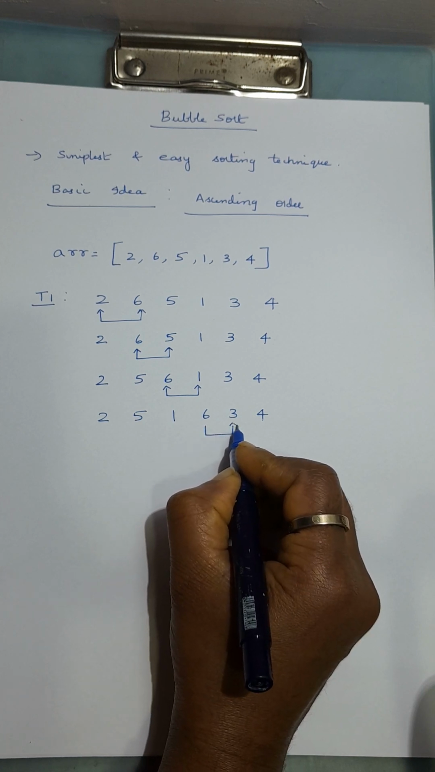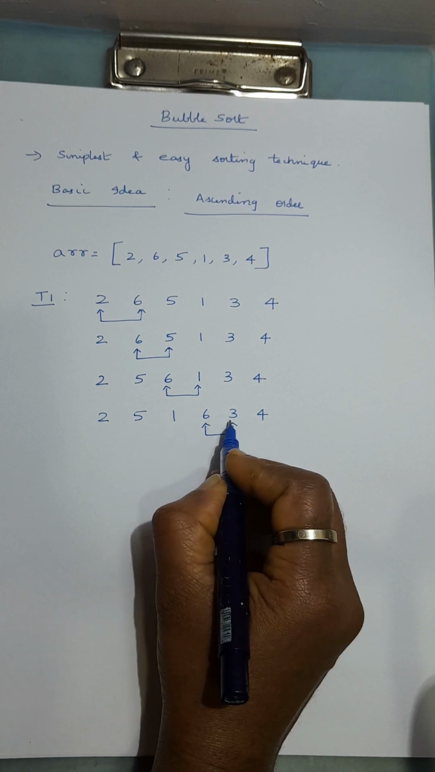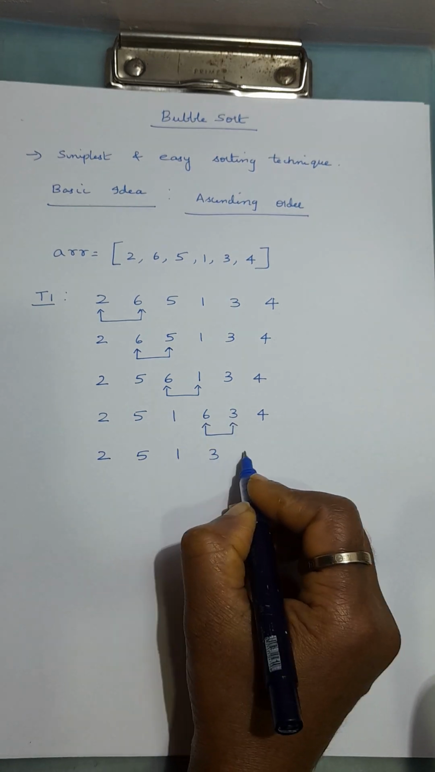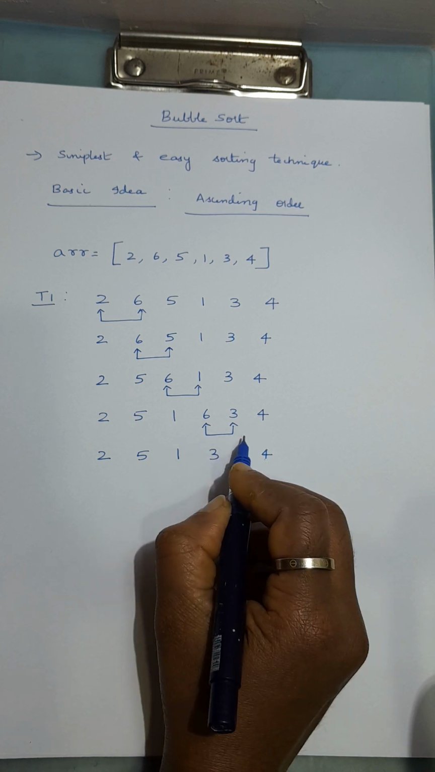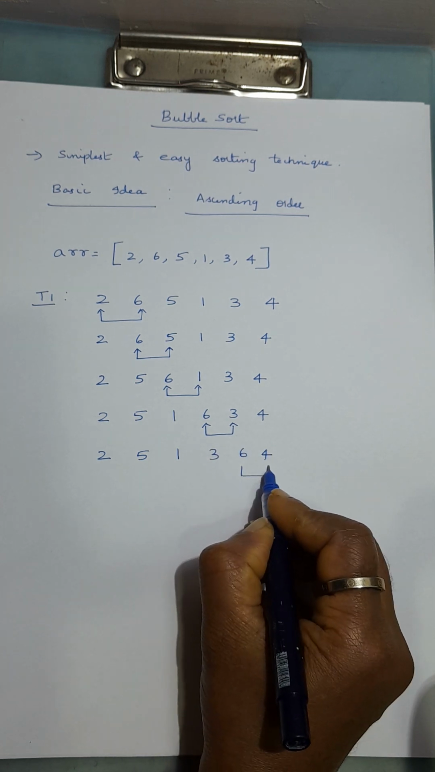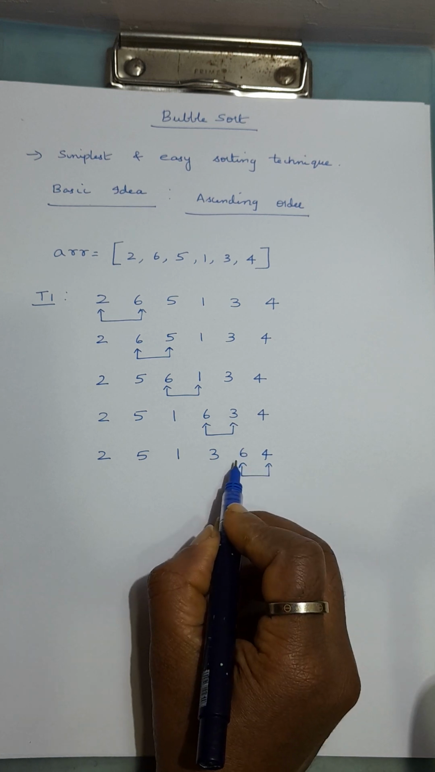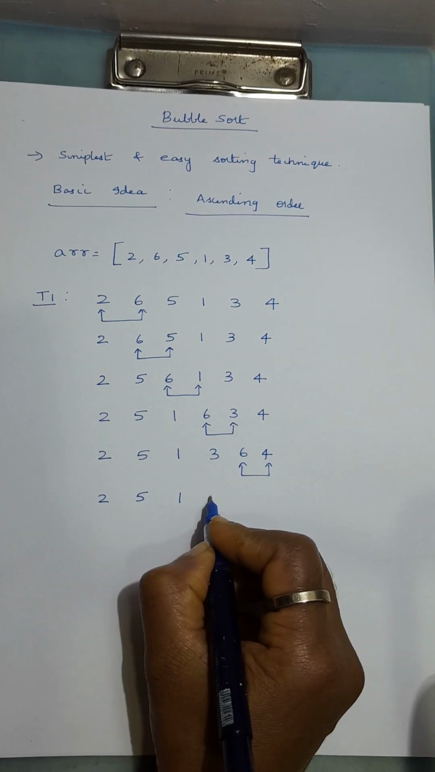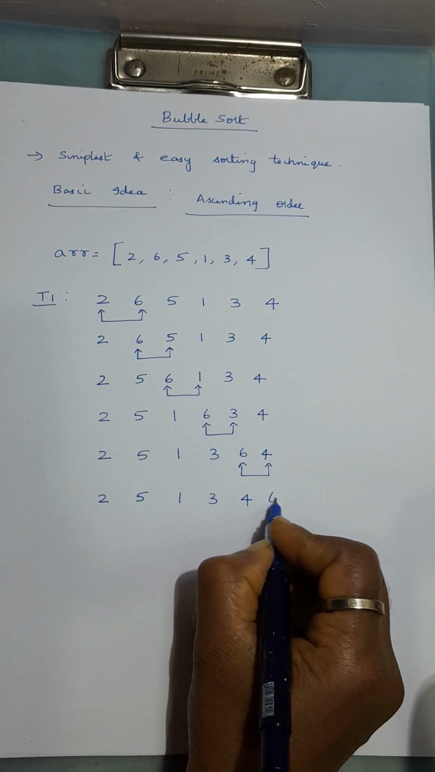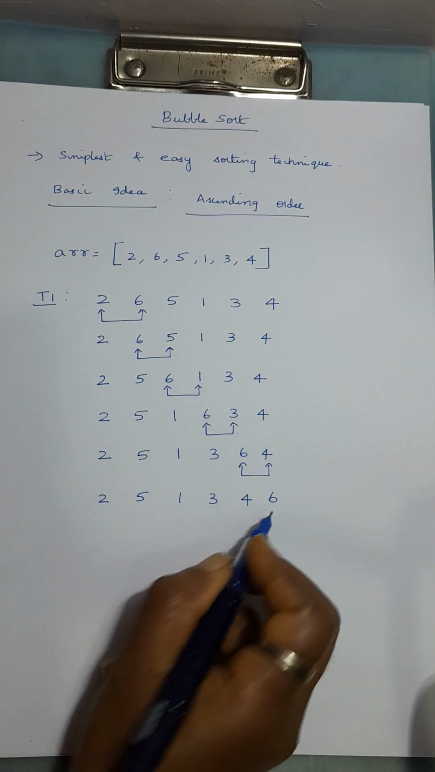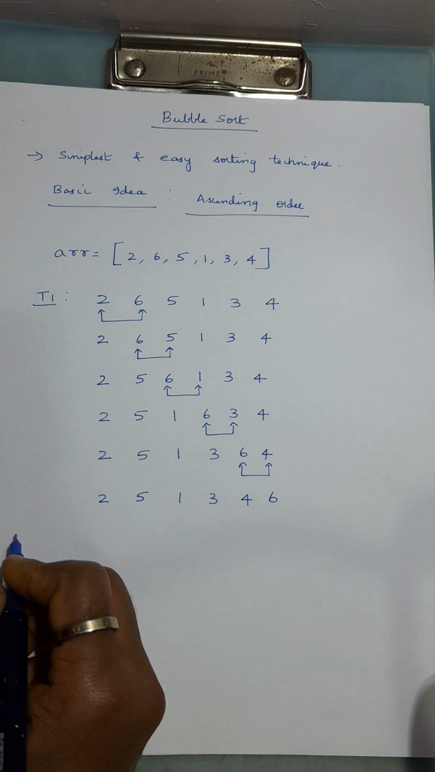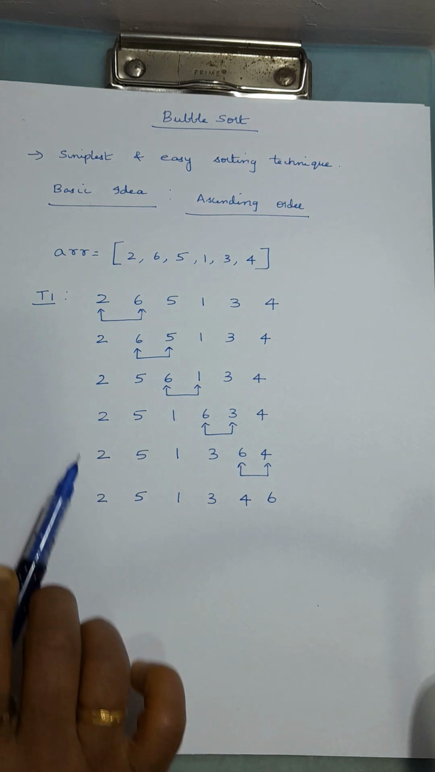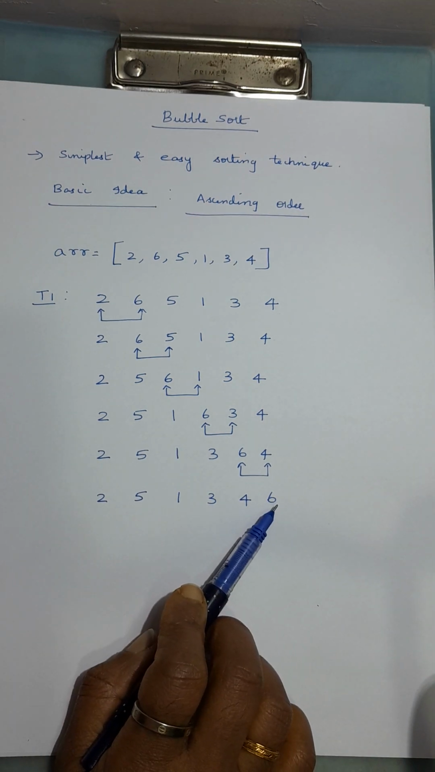Now there is a check between 6 and 3. Is 6 greater than 3? Yes, so there is a swap required. So the numbers are 3, 6 and 4; 3 and 6 are swapped. Next, there is a check between 6 and 4. We check whether 6 is greater than 4. Yes, so there is a swap needed here. So the elements will be 2, 5, 1, 3, 4 and 6. Fine. Since there are no further elements, we stop, which means the first greatest element has been identified and it is moved to the last index.